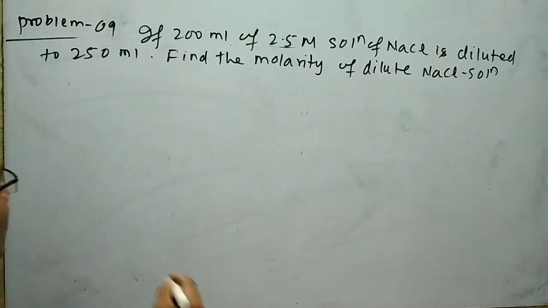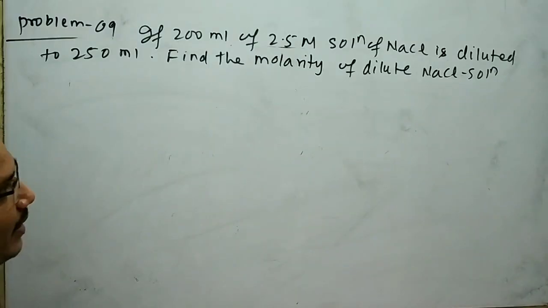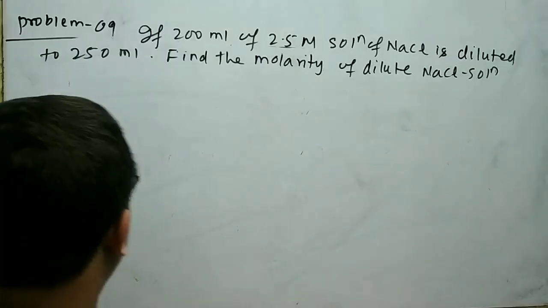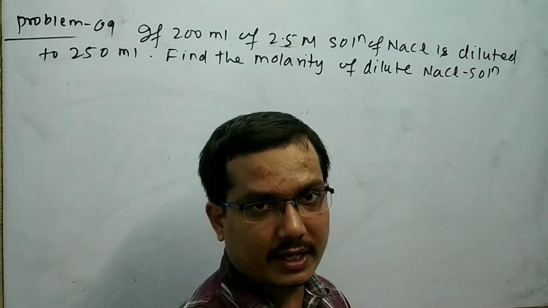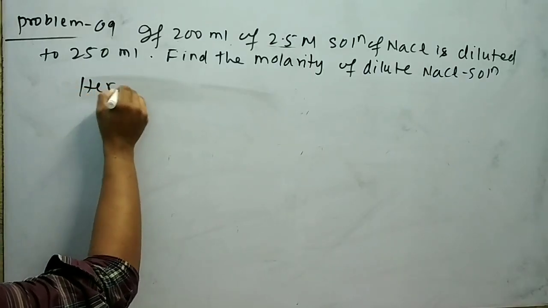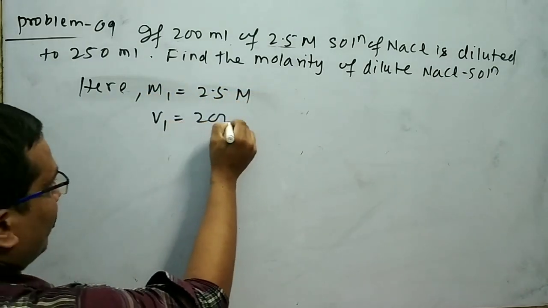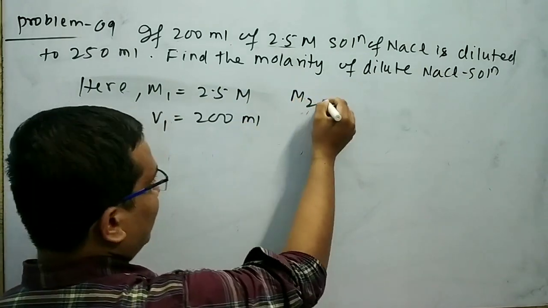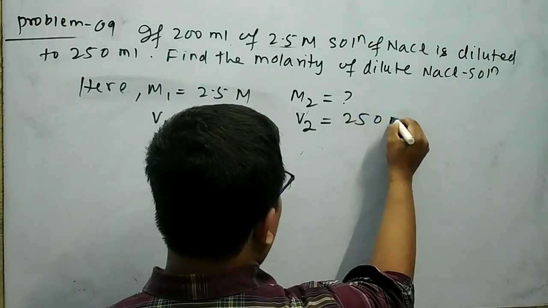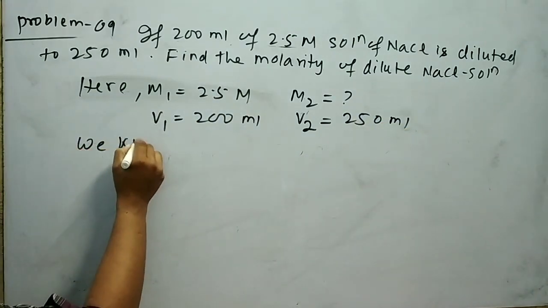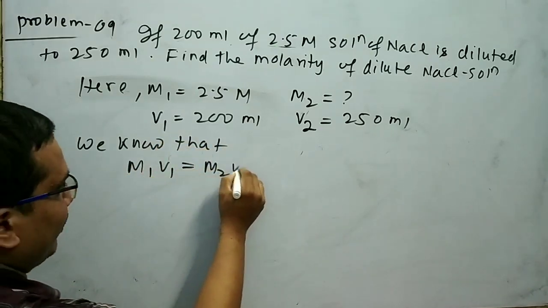Now I will solve the problem number 9. If 200 ml of 2.5 molarity solution of NaCl is diluted to 250 ml, find the molarity of dilute NaCl solution. Here M1 equal to 2.5 m, V1 equal to 200 ml, M2 is unknown, V2 is 250 ml. We know that M1 V1 equal to M2 V2.